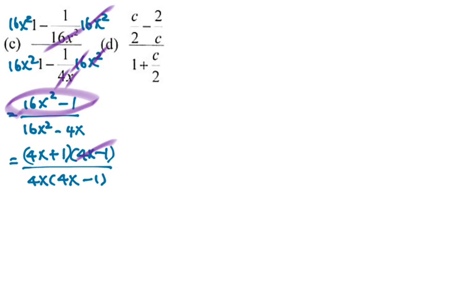Then obviously the 4x minus 1 is common in top and bottom, so we can cancel them out. And there isn't anything else. Be careful, we cannot cancel out 4x's because the numerator has plus 1, while the denominator doesn't. So our final answer for this question C would have been this: 4x plus 1 over 4x.